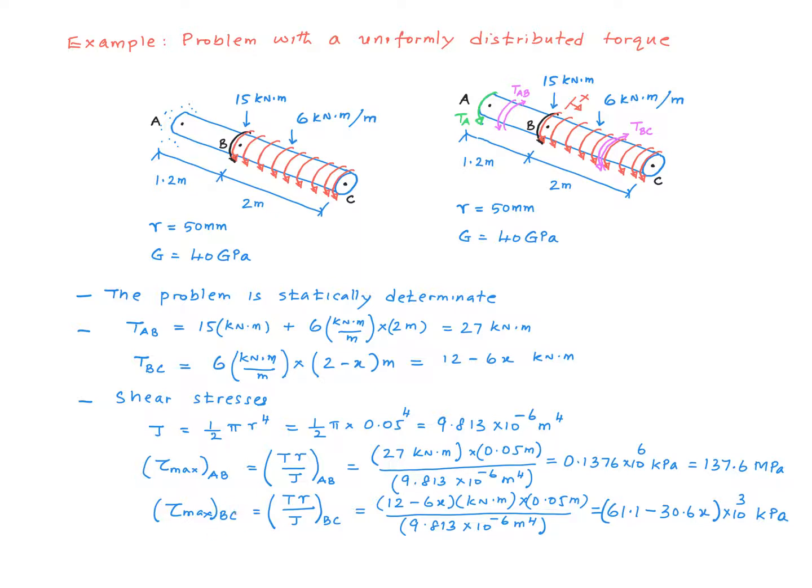Within the segment BC, however, the torque is a function of x, right, given by this equation. So here first I kept it as a function of x and simplified it in order to get this expression for the maximum shear stress within BC. Now this equation can be used to calculate the maximum shear stress at any location between B and C. As an example, if I pick the midpoint between points B and C, x would be equal to 1 meter, and the tau max within BC at that particular location works out to be 30.6 megapascal.